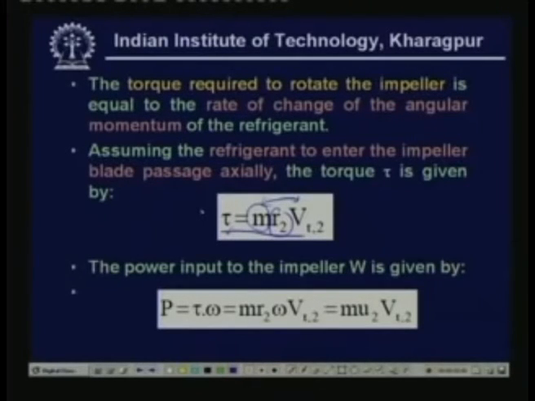Now the power input to the impeller is simply equal to tau into rotational speed omega. So power input, I am using capital W, let me stick to that. So capital WC is nothing but the torque multiplied by the rotational speed, that is tau into omega, and you substitute the expression for tau here. Tau is nothing but m r2 into Vt2. So power input becomes m r2 into omega into Vt2, and as you know r2 into omega is nothing but u2, which is the tip speed. So finally we get that the power input for this particular case is given by mass flow rate into the tangential velocity component Vt2 into tip speed of the impeller u2.